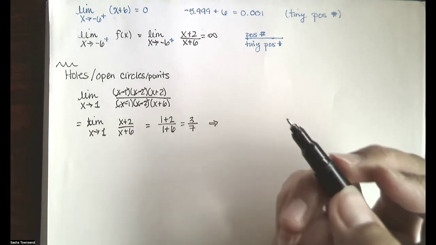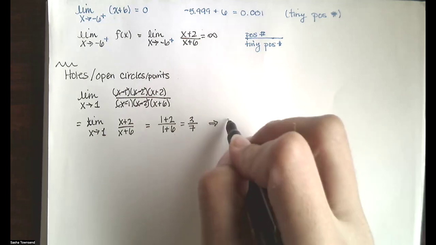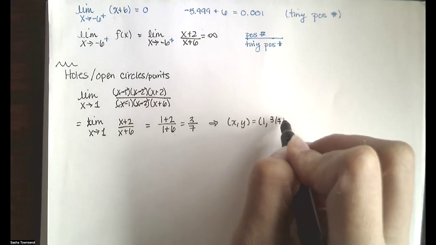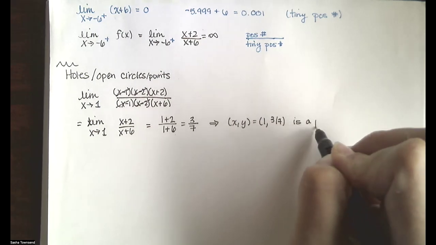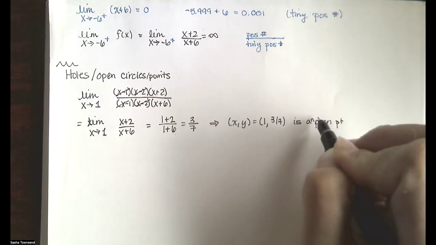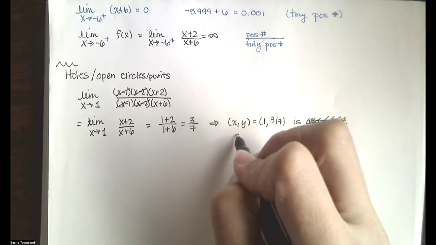But the function value itself is not defined. So the point x equals 1, y equals 3/7 is an open point on the graph.